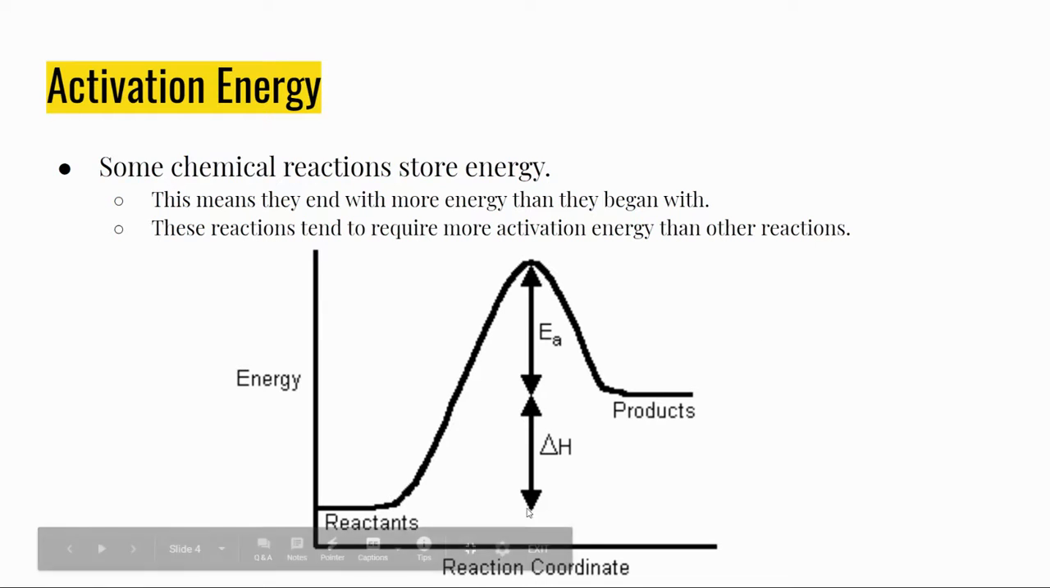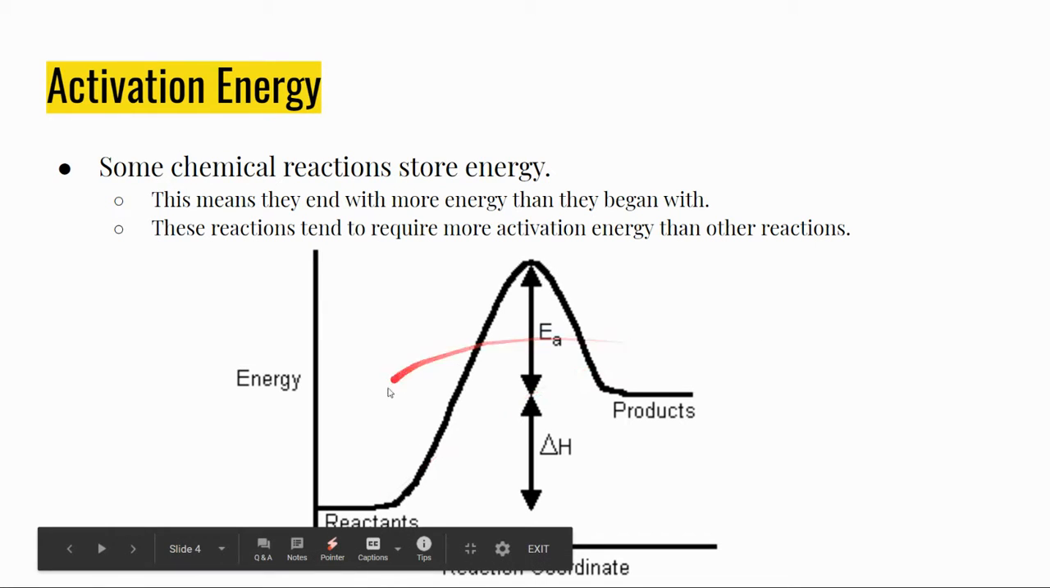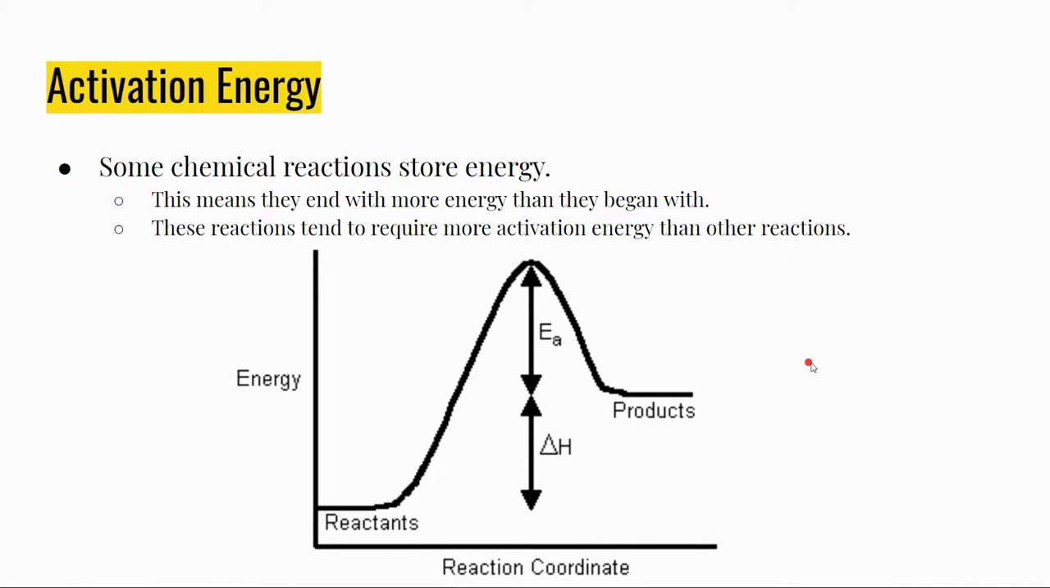So if we look at this graph, let me get my pointer. If we look at this graph, then we can tell that this is a reaction that stores energy. This is where we start here on the left-hand side, and this is where we end. Okay, so the graph's line is higher at the products than it is at the reactant. So that tells us that this particular chemical reaction is storing energy in bonds. We're not breaking things down, we're making bonds here.